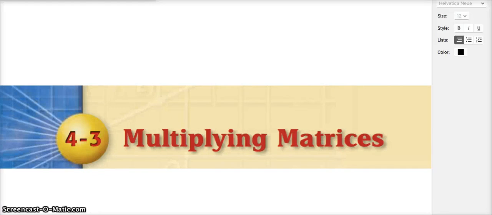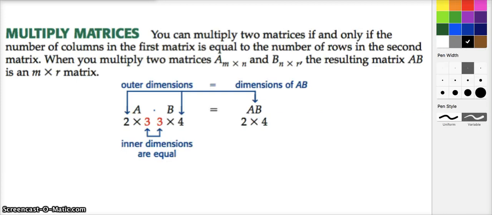Hey friends, we're going to be multiplying matrices here in section 4.3 of Algebra 2. So as it tells us here, one of the things we need to be really careful about when multiplying matrices, or knowing if we can actually multiply them, is that the inner dimensions need to be the same of the two matrices that we're going to multiply, and the outer dimensions can be different, but the resulting matrix that we're going to get will be that of the outer dimensions, right?